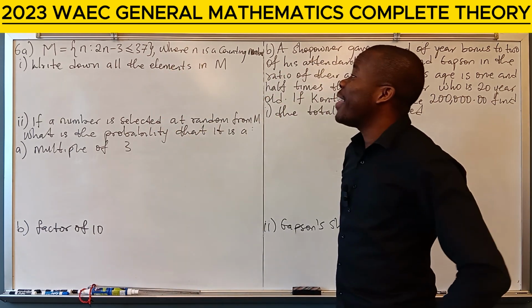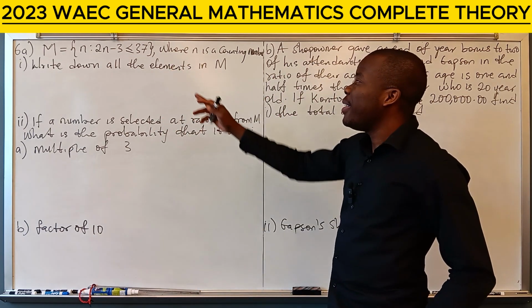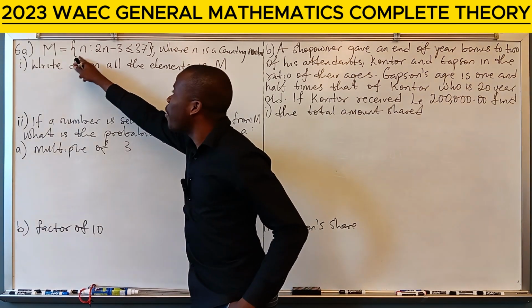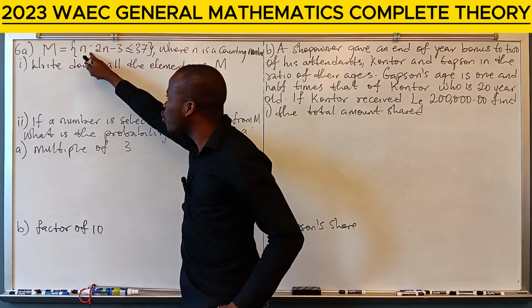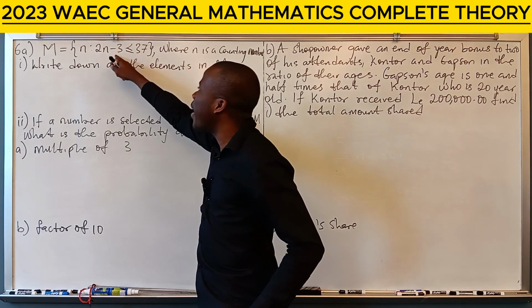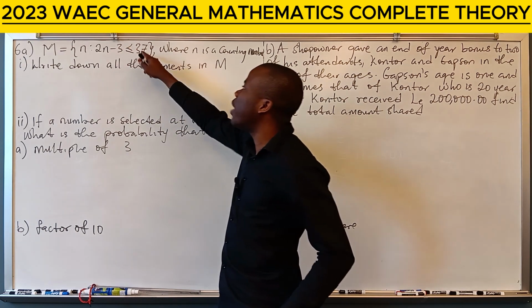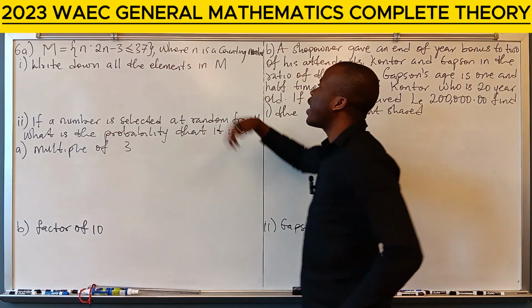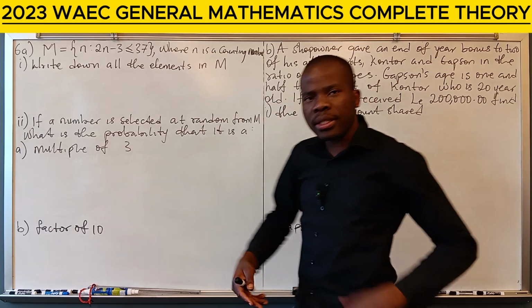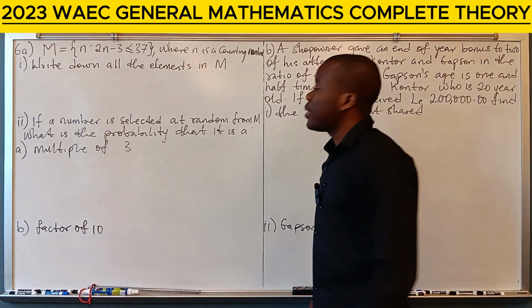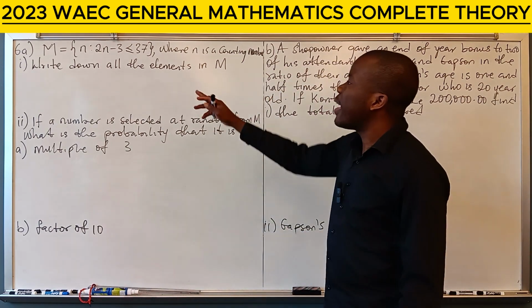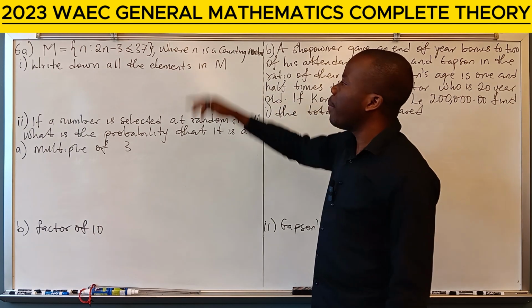Question 6a says M is the set of n such that 2n minus 3 is less than or equal to 37, where n is a counting number. By counting number, we mean natural numbers starting from 1. Write down all the elements in M.